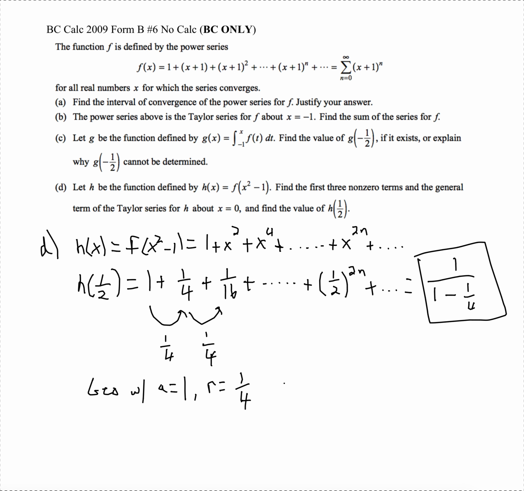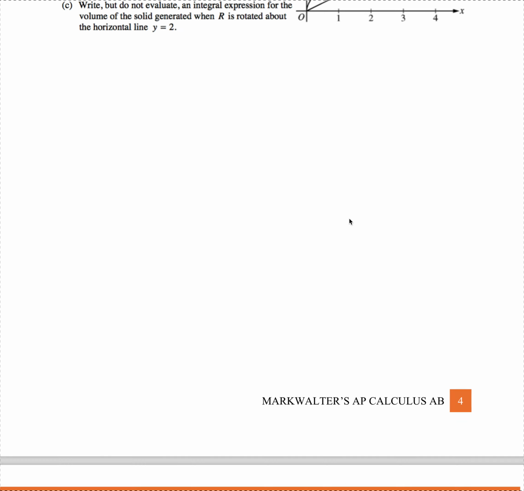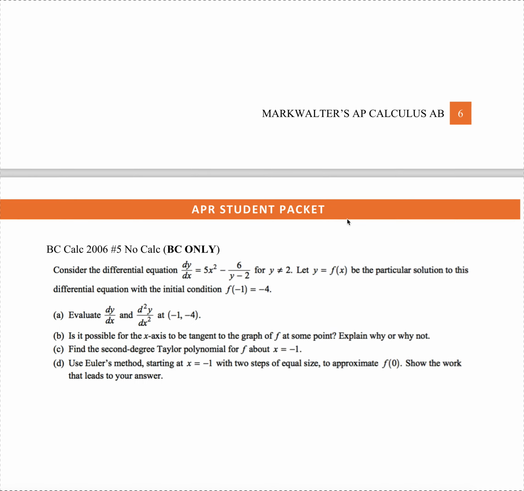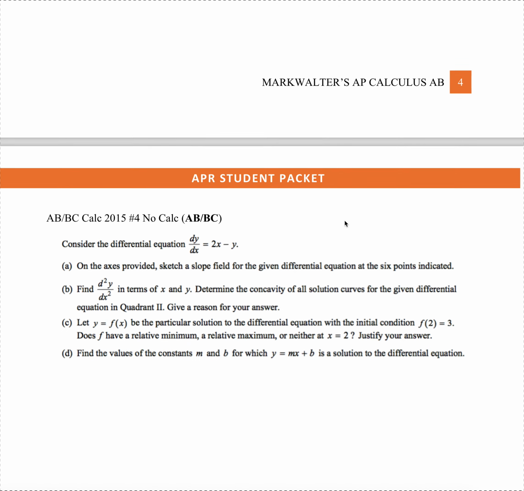All right. Hopefully this helps get you started. For homework for tonight, if you're an AB test taker, you gotta do the first 2 FRQs. If you're a BC test taker, you gotta do the last 3 FRQs. You can do that first one if you want, but you do not have to. I'll post answers and things later.